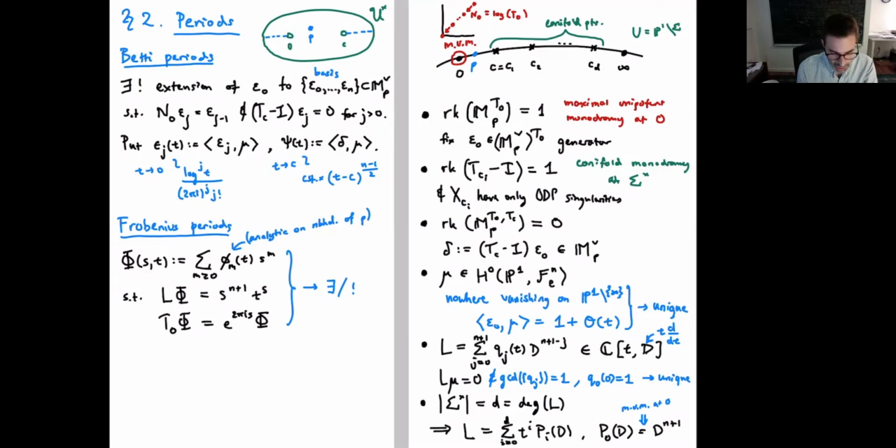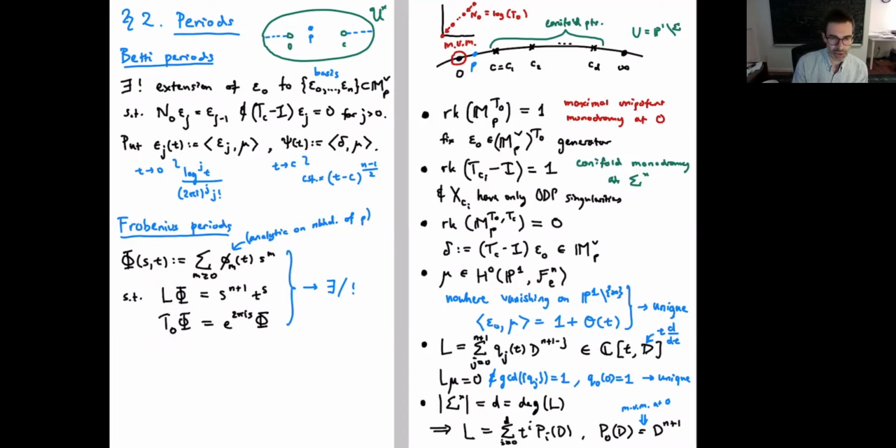Okay, and we assume the following two properties. That the Picard-Fuchs operator applied to this phi, the Picard-Fuchs operator is in t, remember, gives this inhomogeneous term s to the n plus 1 t to the s. And the action of monodromy about the origin applied to phi gives e to the 2 pi i s phi.